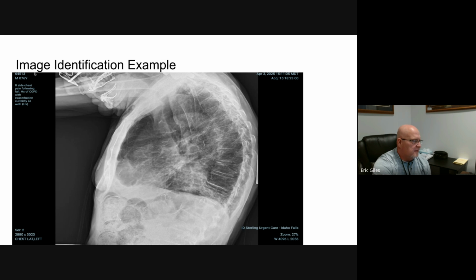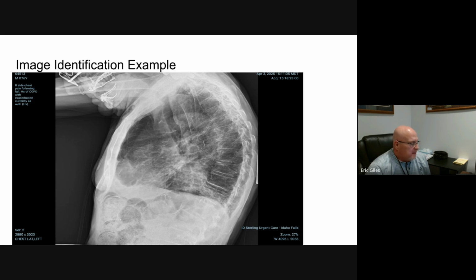Now, I've omitted the name just for HIPAA reasons, but the medical record number is there. The patient's age is there. Okay. The date of the image is there, date and time, and when the film was acquired right here. And we've also got a history right here that actually shows up on the film, which is nice. And they've done a good job telling us what's going on with the patient.